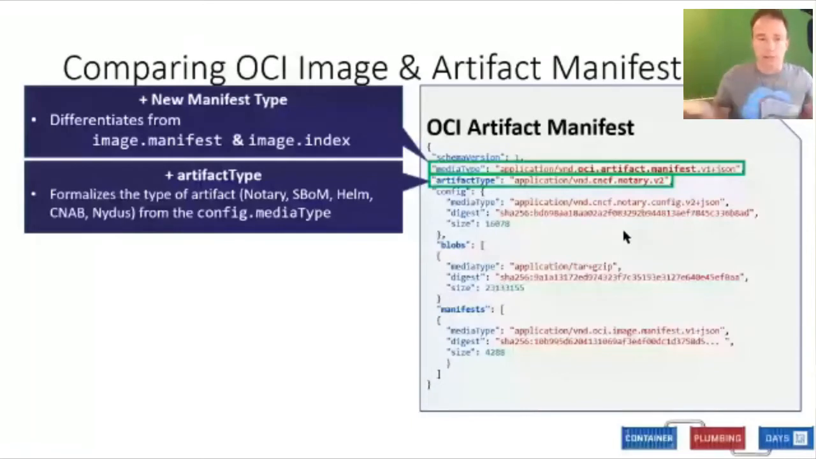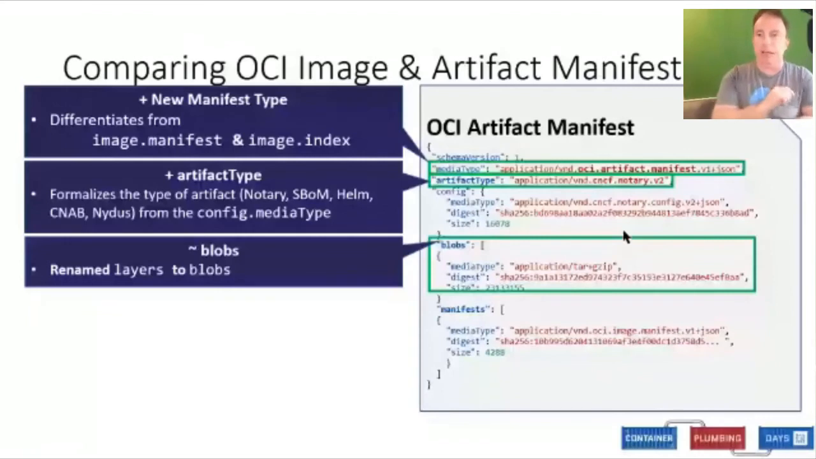Because now we'll have a root property that says that this is a Notary V2 signature. This is a Helm chart. This is, whatever. We then basically just renamed layers to blobs. This has been a long-standing debate. They wish they did this back then. So we've just kind of done a cleanup here, because in container images, there is a layered format where it's an overlay, but in other artifact types, there's nothing ordinal about it. So it's just a blob. So we've just renamed it here.